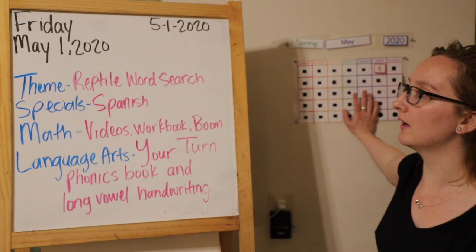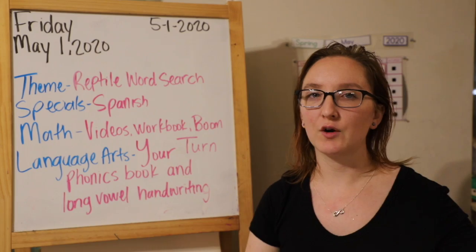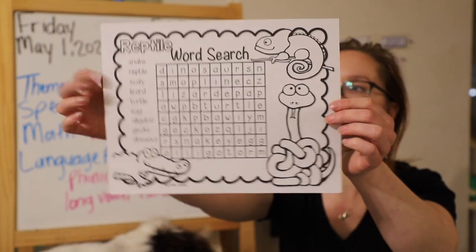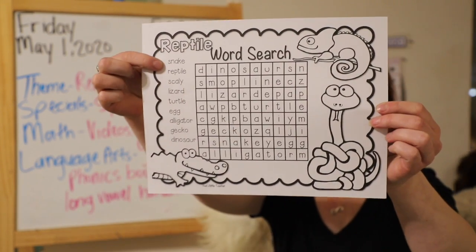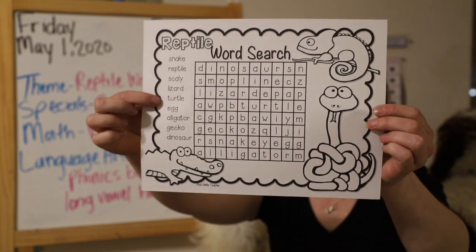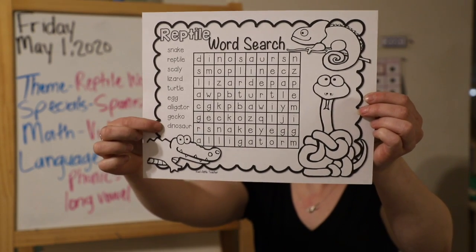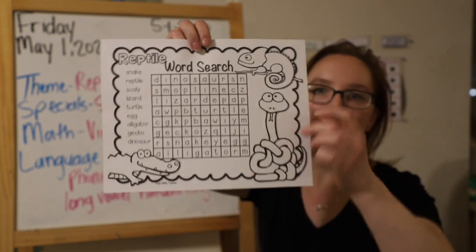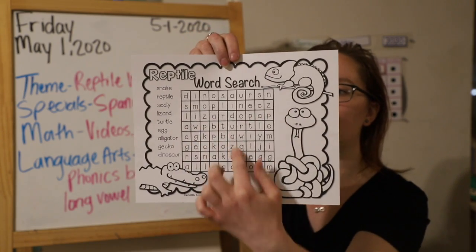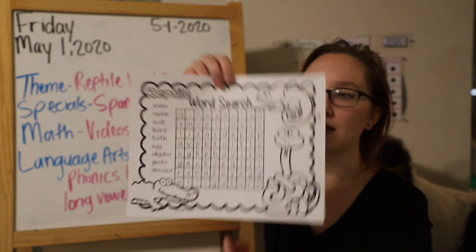This is our new calendar, and today for our theme we are going to do a reptile word search, and you guys did so well with this before. So what you're going to be looking for is snake, reptile, scaly, lizard, turtle, egg, alligator, gecko, and dinosaur. And remember, it can go across, it can go backwards, it can go up, it can go down, and it can go diagonally or up diagonally.